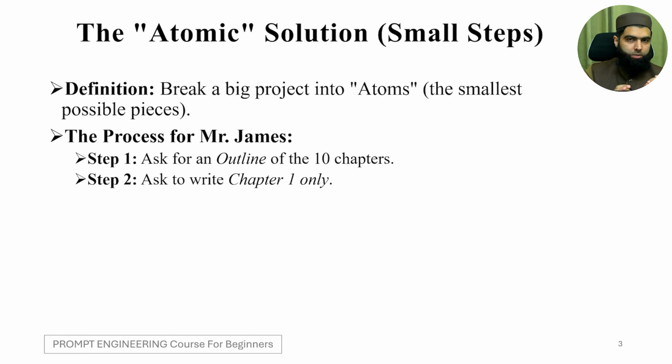Once you find there are some changes, if you are not agreeing with particular chapters coming, the sequence of chapters is problematic, or the titles of the chapters are problematic, or the concept, the way you are thinking and the way you are asking AI to think is different, you need to figure it out in this step. Once that is finalized, the next step is to ask it to write chapter one only.